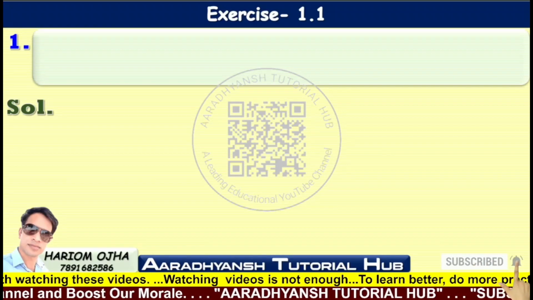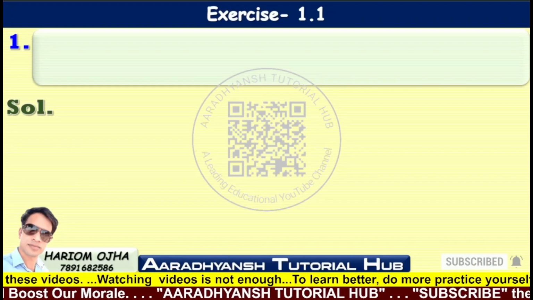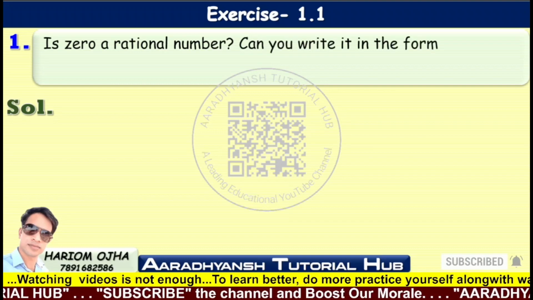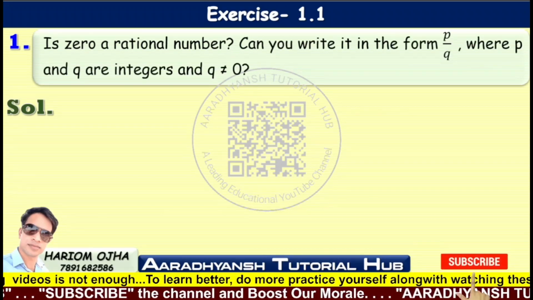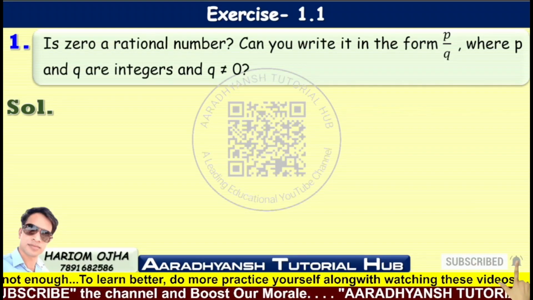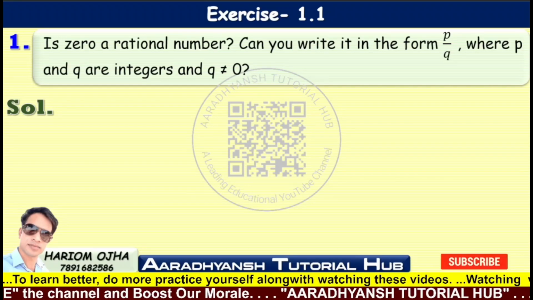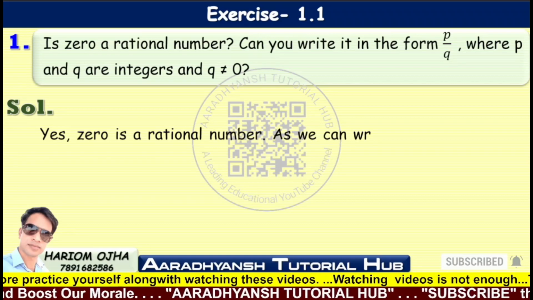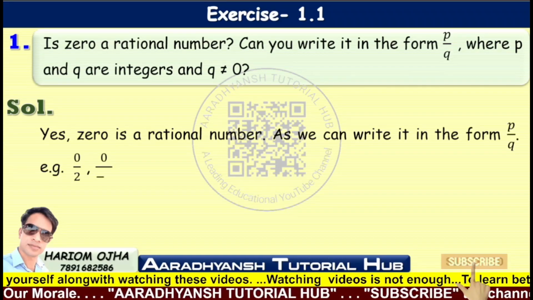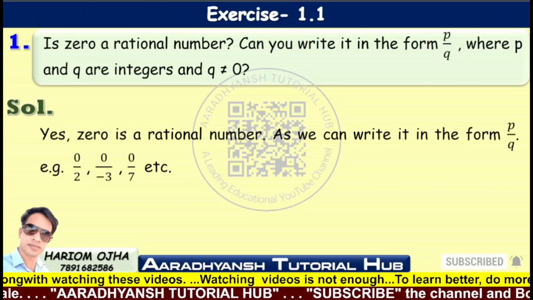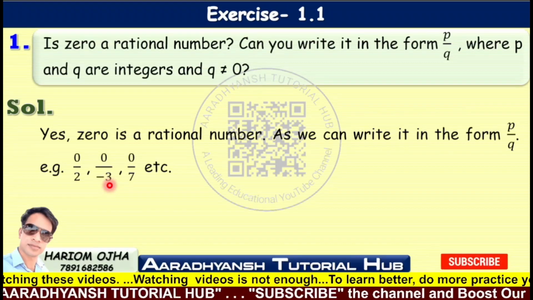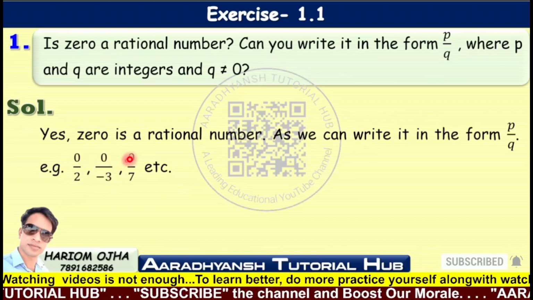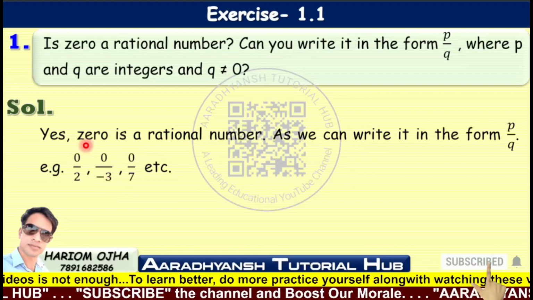Okay, students, now we are going to solve exercise 1.1 of your first chapter. So first question is: is 0 a rational number? Can you write it in the form of P upon Q, where P and Q are integers and Q is not equal to 0? You have already learned that 0 is a rational number. So our answer is yes, 0 is a rational number, as we can write it in the form of P over Q. For example, 0 over 2, 0 over minus 3, 0 over 7, etc. As you know, the final value of all these rational numbers is 0. So we can say 0 is a rational number.